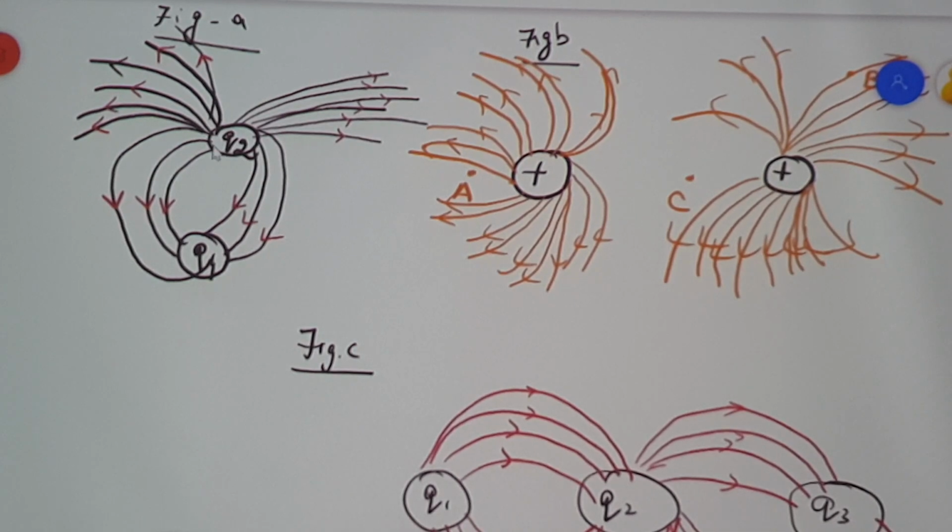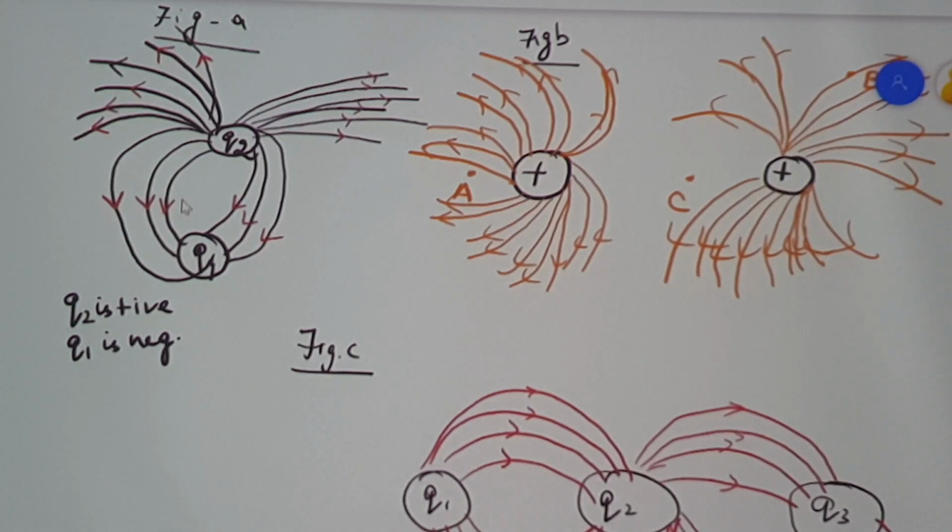See, the electrical lines of force start from Q2 to Q1. According to the properties of electrical lines of force, we have studied that electrical lines of force start from the positive charge and terminate at the negative charge. Therefore, here Q2 is positive and Q1 is negative. This is considered to be the first case.